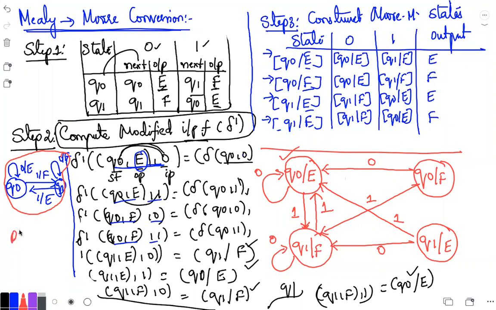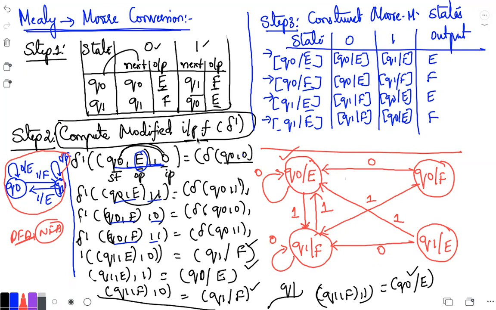The same goes with the DFA and NFA also. The NFA has fewer states, whereas the DFA will have more states. So the greater the complexity, the more the states; the lesser the complexity, the fewer the states. So this is the Mealy to Moore conversion.